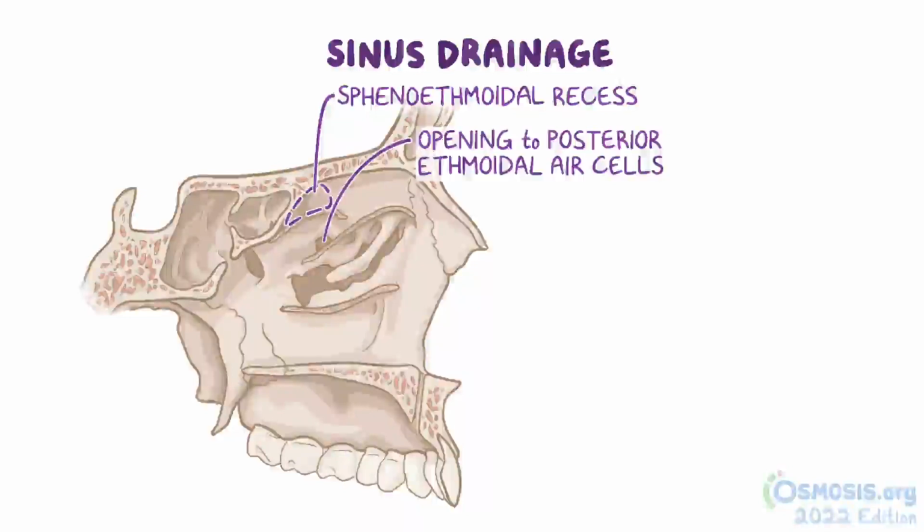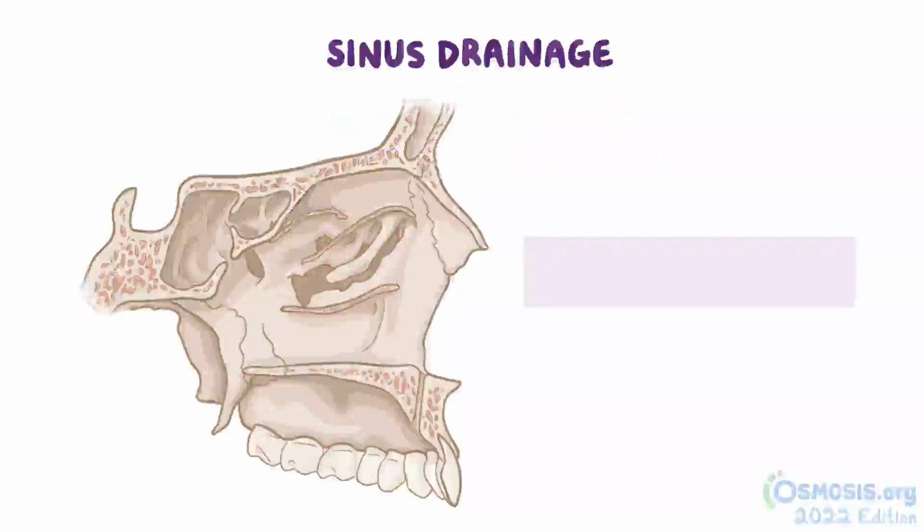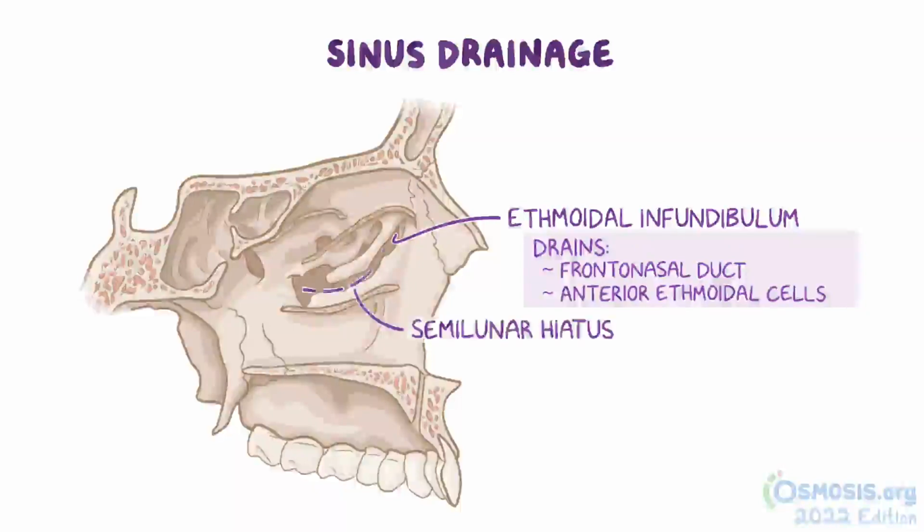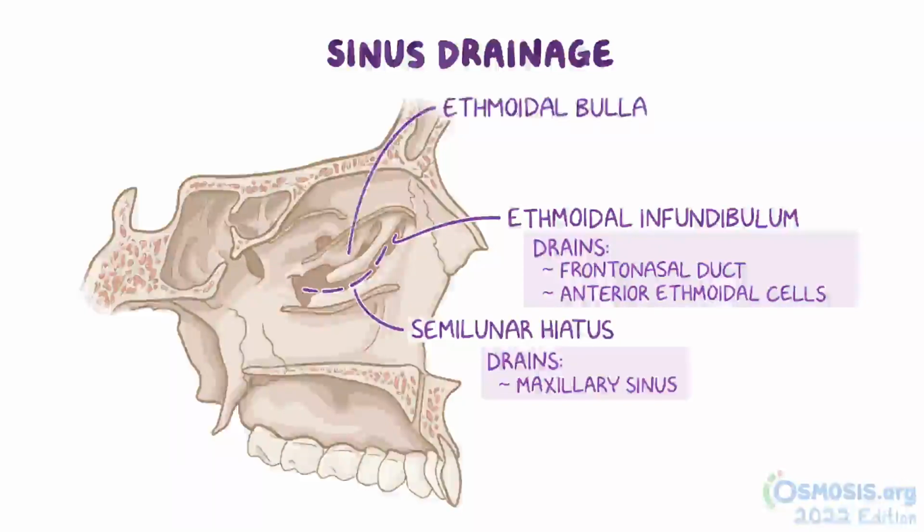Now, the middle meatus is slightly different from the others. The frontonasal duct, which drains the frontal sinus, opens into the ethmoidal infundibulum. The anterior ethmoidal air cells also drain into the ethmoidal infundibulum. Now, continuing from the ethmoidal infundibulum is a groove in the shape of a half moon, known as the semilunar hiatus. Draining into the center of the semilunar hiatus is the maxillary sinus. Superior to the semilunar hiatus is the ethmoidal bulla, which is a bulge that contains the openings of the middle ethmoidal cells.